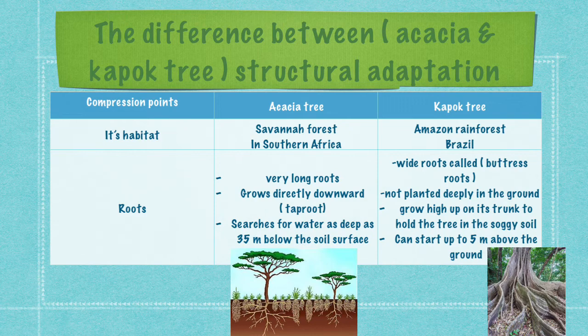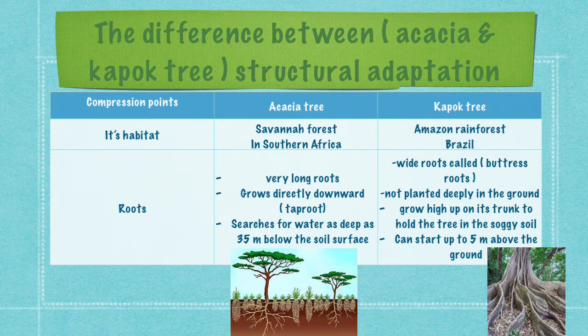Let's learn the differences between acacia and kabak tree. Now we will talk about the structural adaptation. First, we will talk about acacia tree. Acacia tree grows in savanna forest in southern Africa, but kabak tree grows in Amazon rainforest, Brazil.